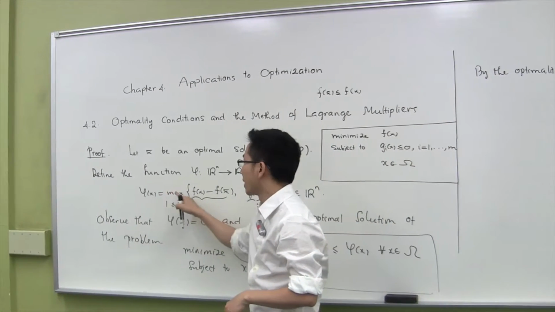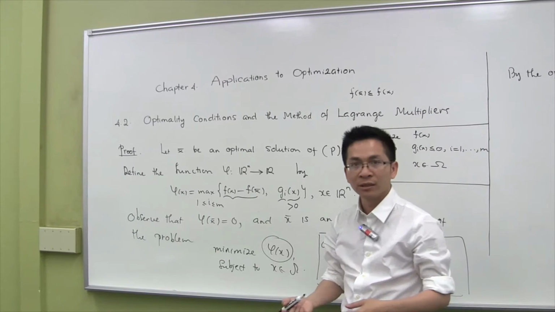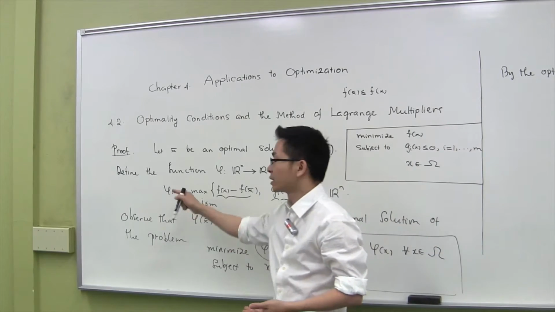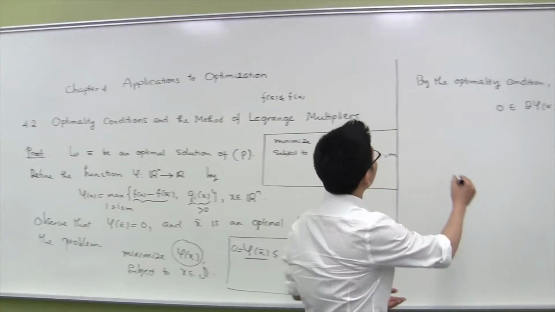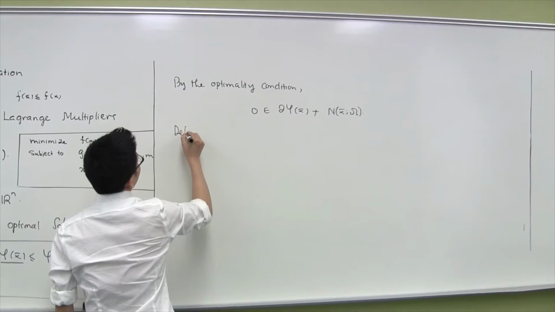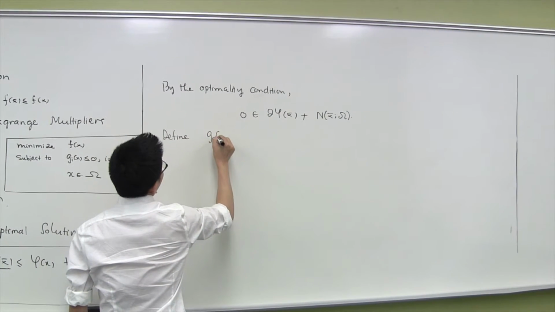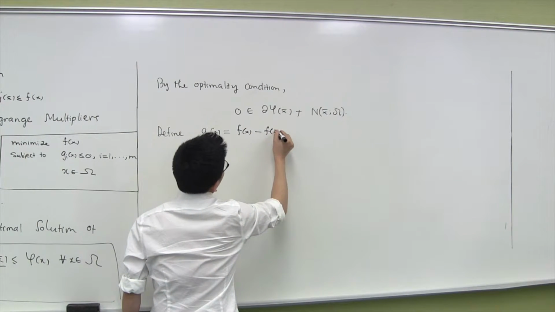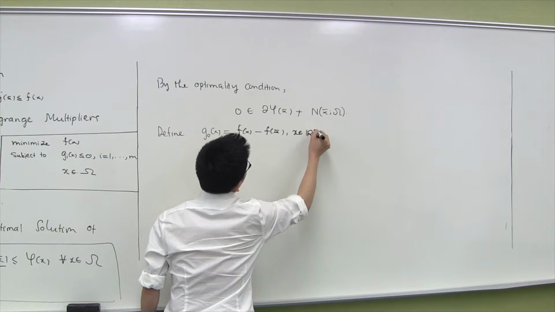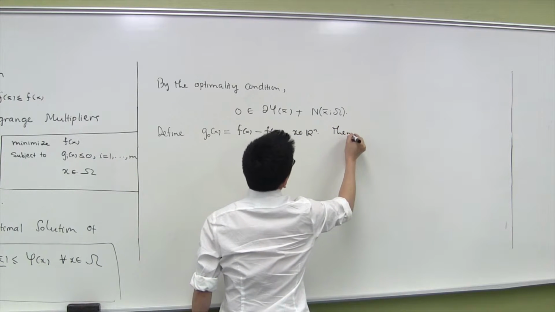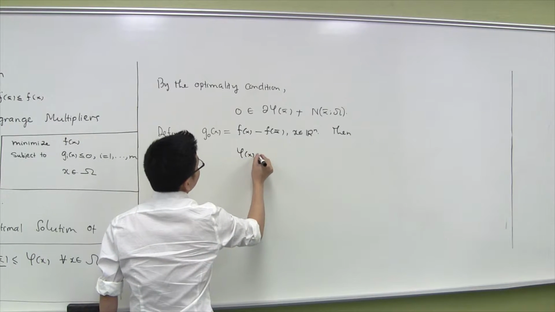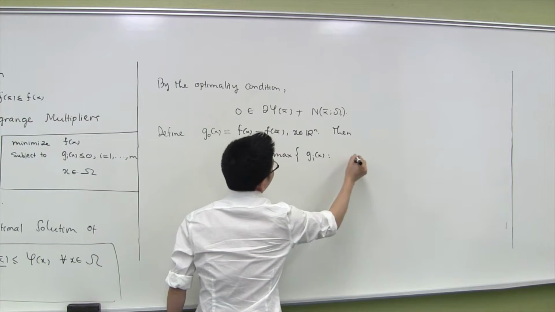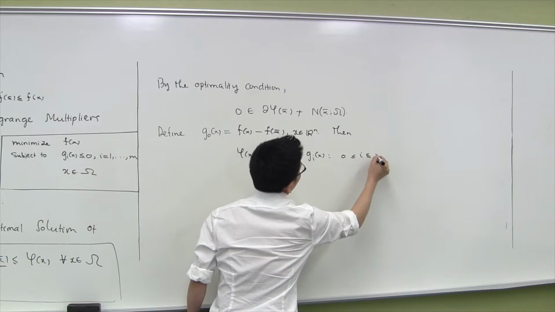And here, phi is the maximum of a finite number of convex functions. We already have such a formula for computing the subdifferential of the function phi. So to do so, we define g_0 of x by this formula, f of x minus f of x bar. Here x is in R^n. Then phi of x is the max of g_i of x, where i runs from 0 to m.